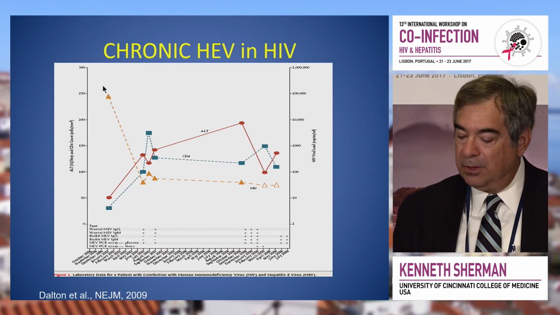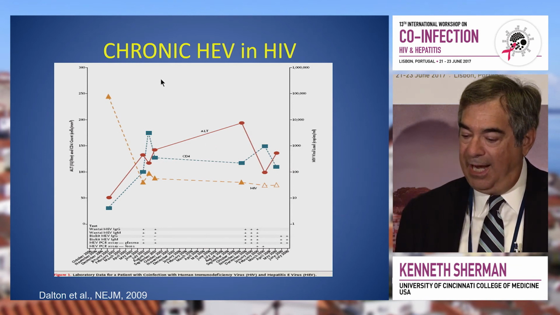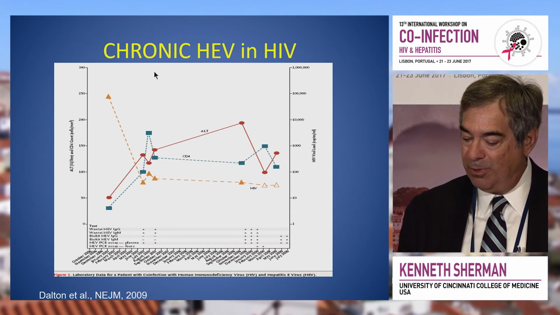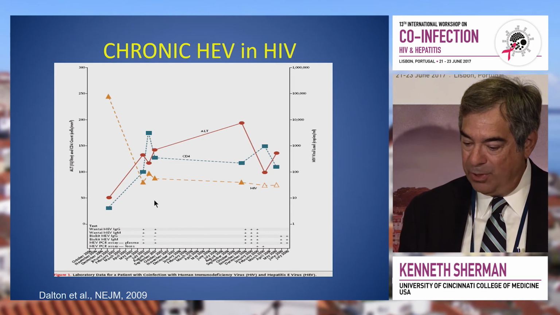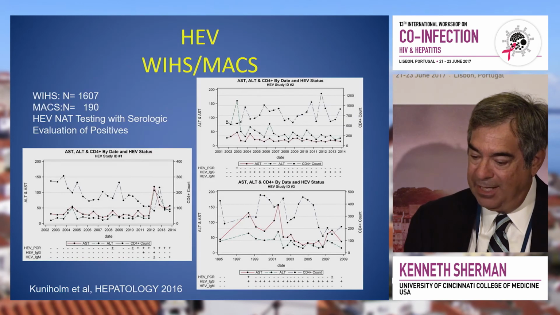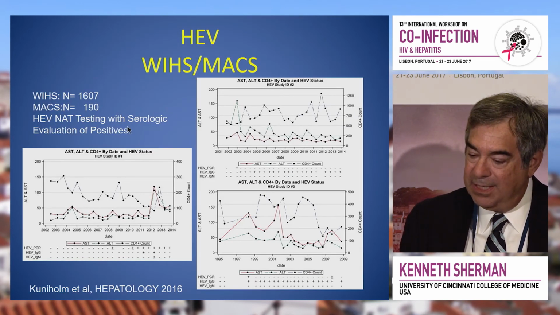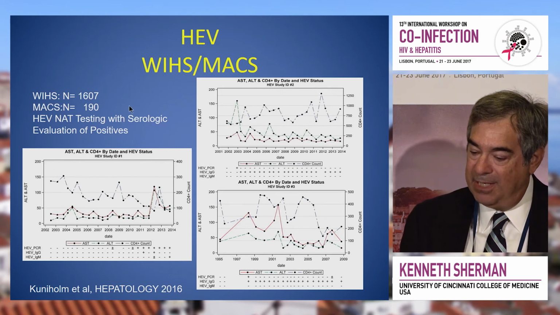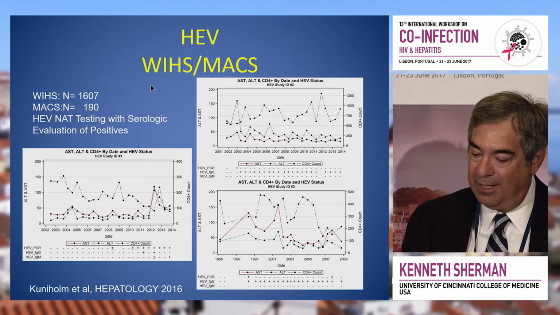Now, Dalton first described chronic HEV in HIV, which was reported in 2009 in a New England Journal paper, with patients that had persistent positivity of HEV RNA over time with varying levels of ALT during that time. A recent study looked at hepatitis E in the WIHS, a women's cohort, and then a portion of a primarily men's cohort.